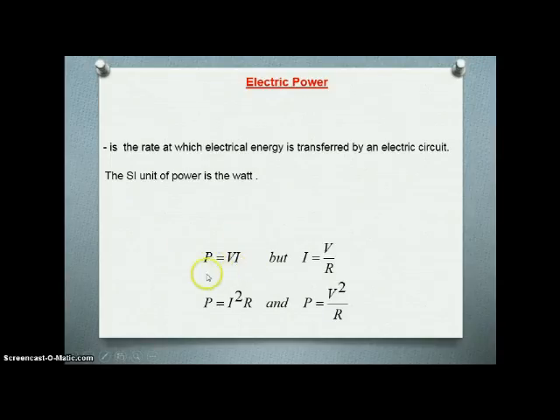This rule we use generally in the case of batteries and sources, where we know the information about the voltage and the current. In the case of elements such as a resistor, we can use the alternate expressions P is equal to I square R or P is equal to V square over R, depending on the factors available.